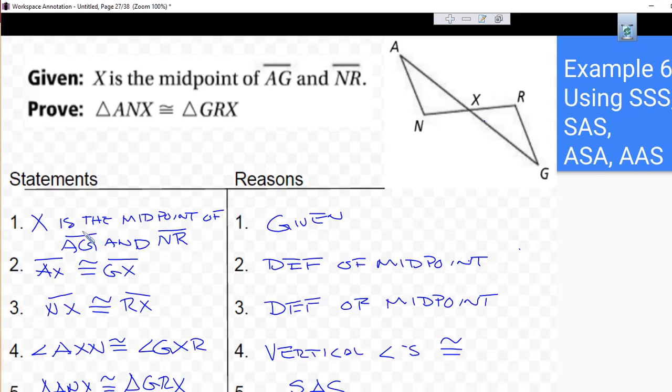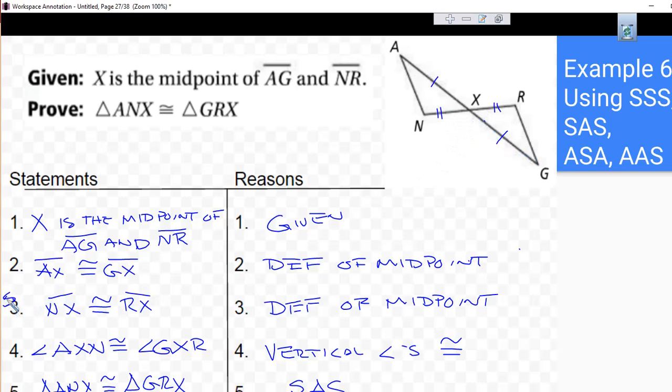All right, so we have our given statement, X is a midpoint of AG and NR. That's given. Now you can break this up into two statements or you can leave it into one. If you combine this next one, then you only have one reason here. So because X is the midpoint of not only AG but NR, it's going to cut each of these in half, which means that AX is going to be congruent to GX and that NX is going to be congruent to RX. So we have two side lengths here.